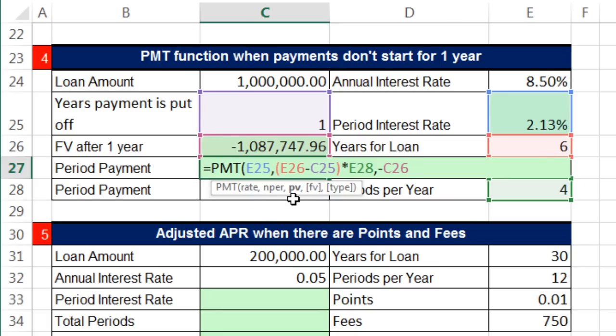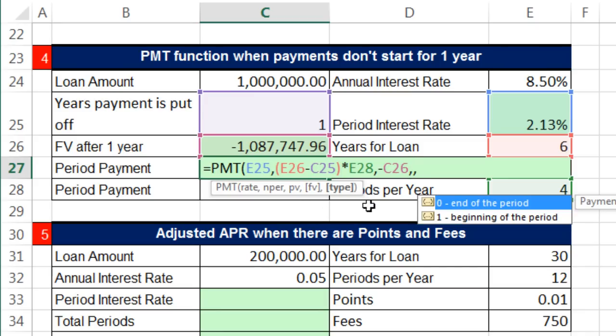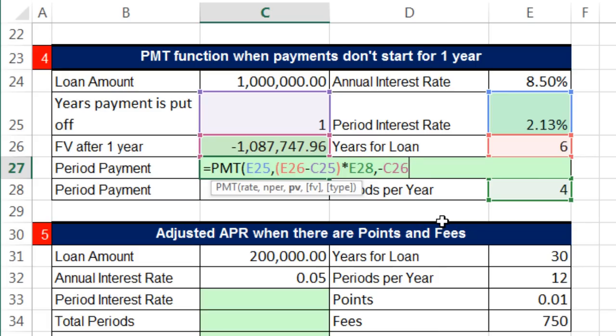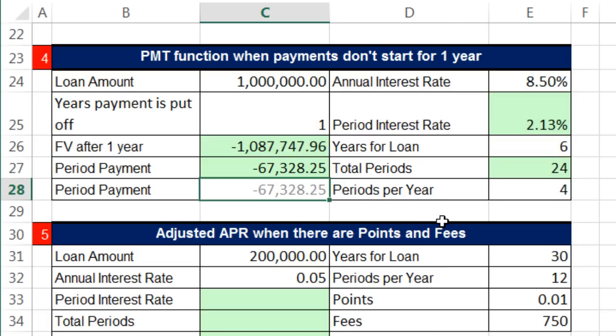All right, PV, we have that. There is no balloon payment at the end, and our type is end of the period, so I'm going to leave both of those arguments off. Close parentheses and enter. Wow, $67,328.25. Obviously, not for a consumer loan, but borrowing $1 million for a corporation or some business might not be a big deal at all. That's going to be the quarterly payment.